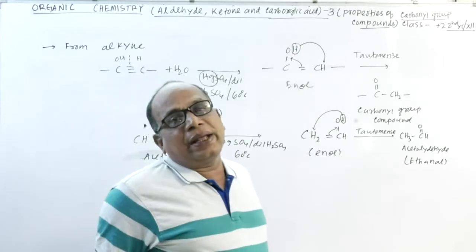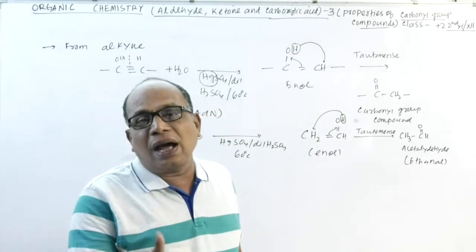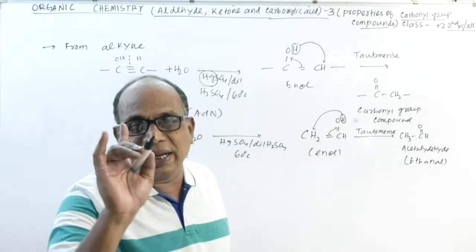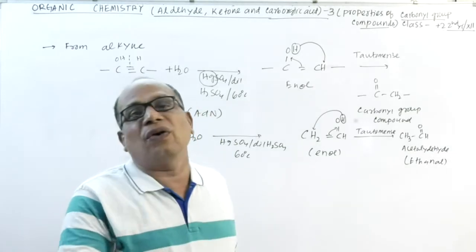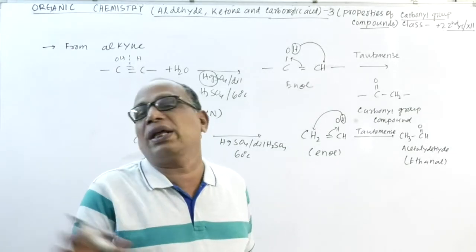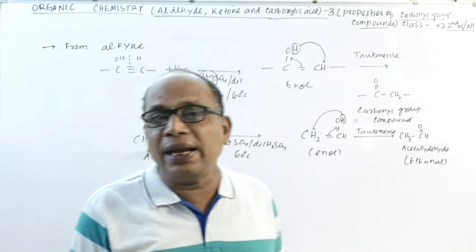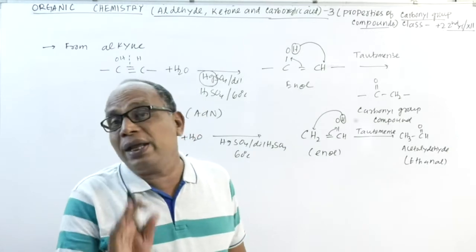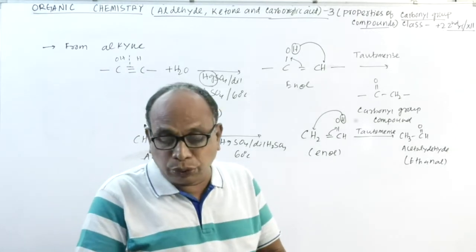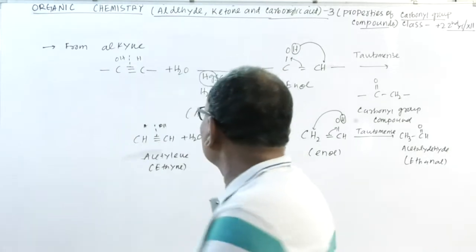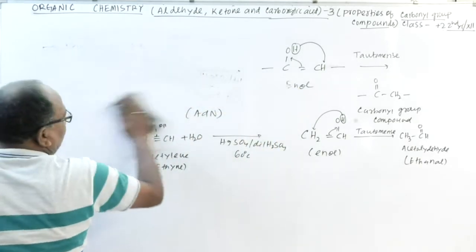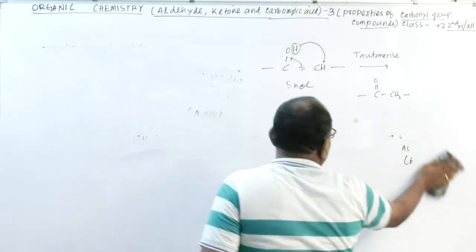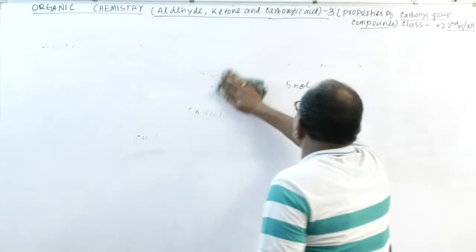Mind it, only acetylene hydrolysis gives an aldehyde, that is acetaldehyde, not any other alkyne. The other alkynes do not give aldehyde, rather they always give a ketone. Only acetylene can give you what? Aldehyde.